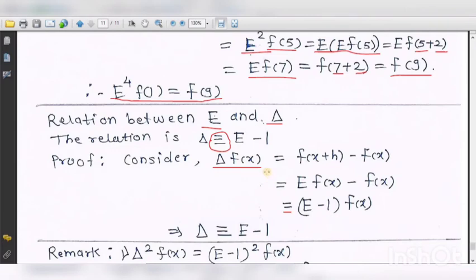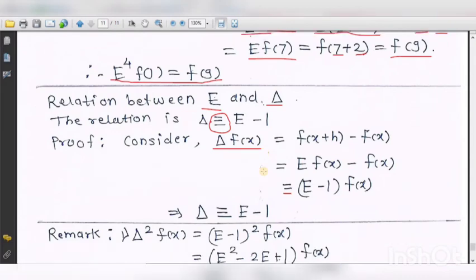This is a very important question, may be asked for 2 marks in your examination. This is only one relation we are doing here between E and delta. In your syllabus there are again many more, but we are using this relation to solve the examples. This formula is used in the examples.